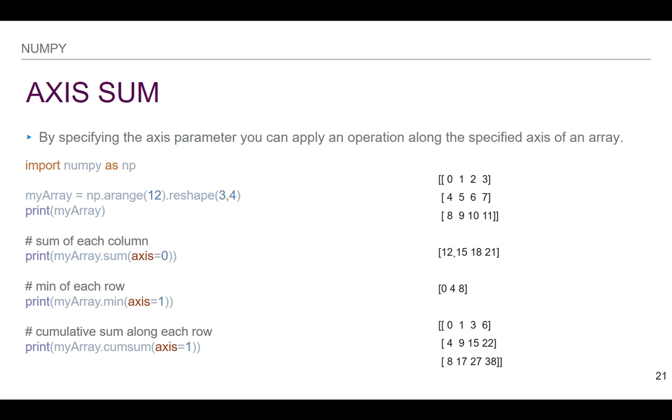So first, in this example, we create this matrix. Then we want to sum each column. That means axis 0. If you want to do an operation on the row, then axis would be 1. And there is something called cumulative sum that you want to add. So 0, then 1 plus 0 is 1, and then 2 plus 1 plus 0 is 3, and 3 plus 2 plus 1 is 6. So now you get this cumulative sum.